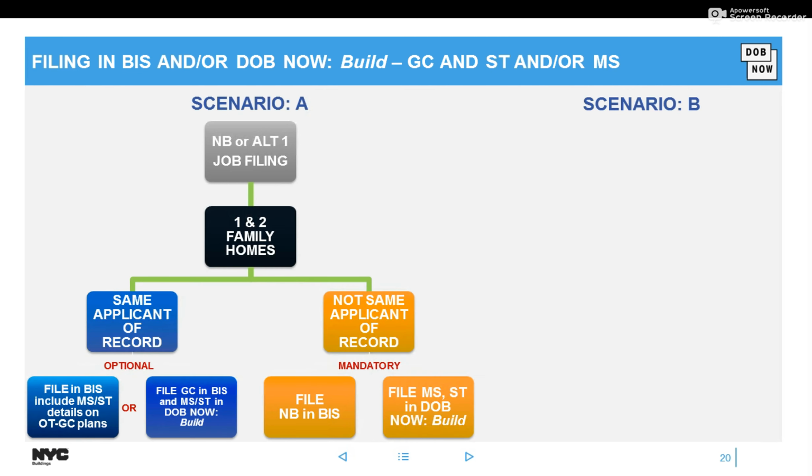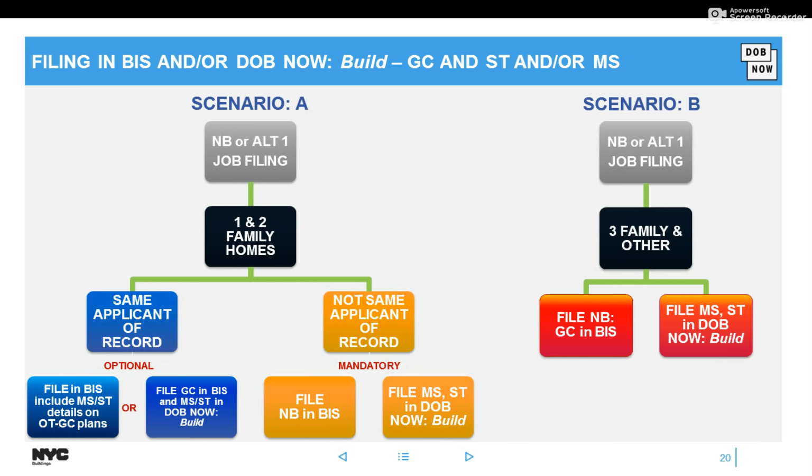So I have a scenario A here, which is a new building or alteration 1 type job filing for 1 and 2 family homes. Now, if it's the same applicant of record, you have 2 options. You could file in BIS as general construction and put the MSST details on your plans. Or you could file the GC in BIS and then do mechanical and structural details in DOB NOW: Build. If it's not the same applicant of record, also for 3 family and other, you have to do the general construction in BIS for new buildings and the mechanical and structural job filings in DOB NOW: Build. So the difference there is really whether it's the same or not the same applicant of record, and whether it's 1 and 2 family homes or 3 family and other.